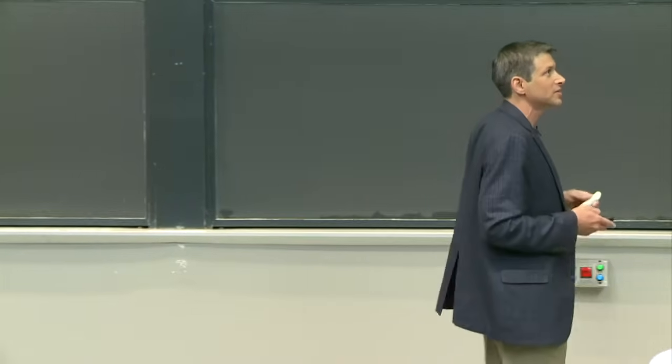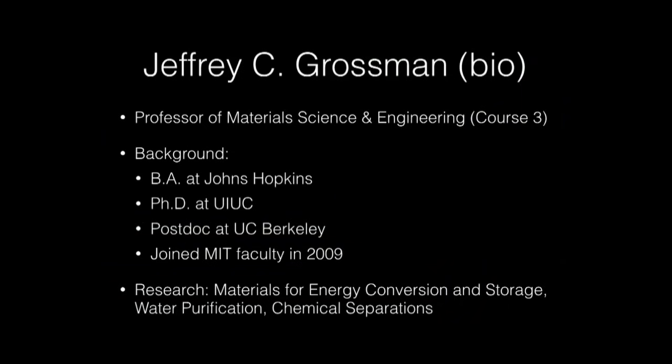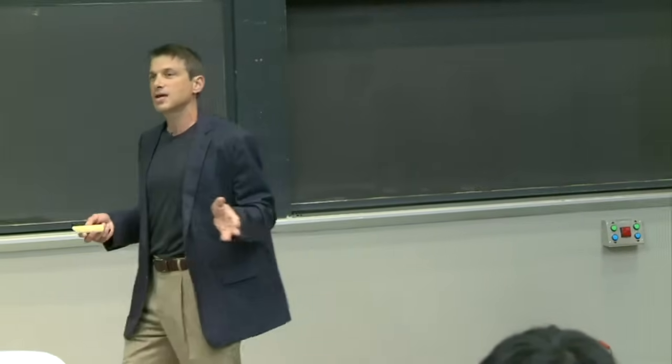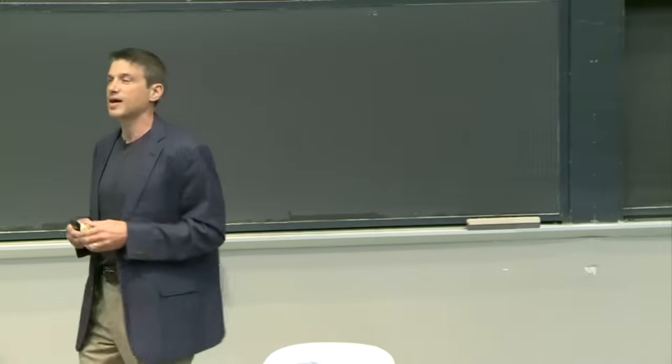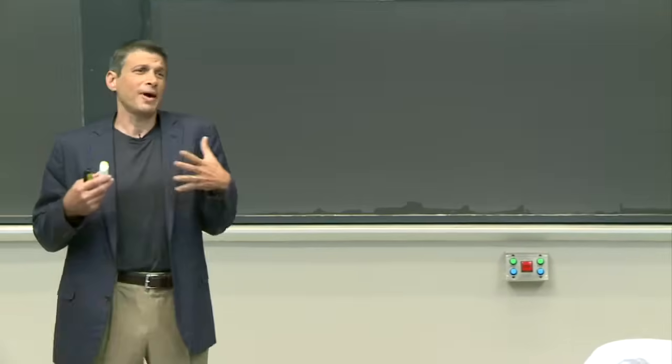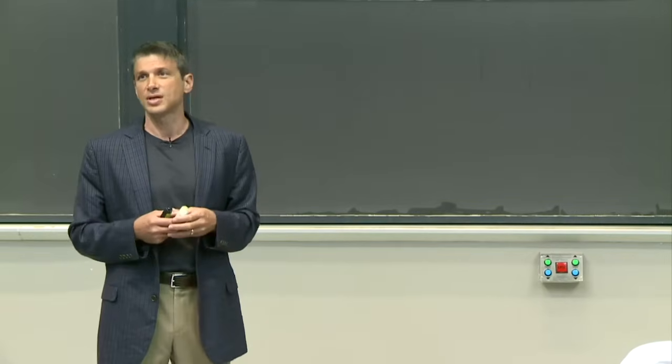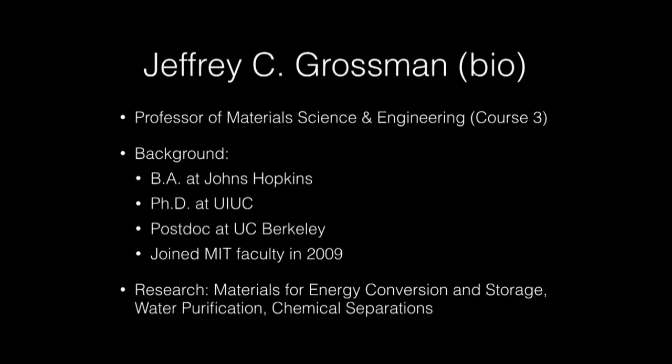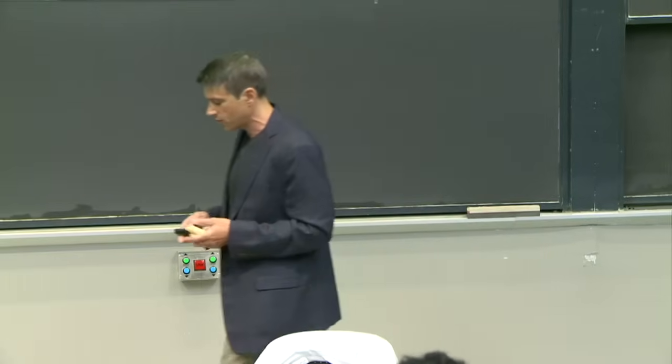My name is Jeff Grossman. I am in course 3, that's the Department of Material Science and Engineering. My background, I went to Hopkins undergrad, moved my way towards the West Coast, Illinois PhD, and I did a postdoc at Berkeley. And then I came here to MIT about 9 years ago when I joined the faculty. My own passion, my own interest in research is in materials for energy and water and chemical processes and separations. So I thought I'd just give you a little example of what I mean by that.